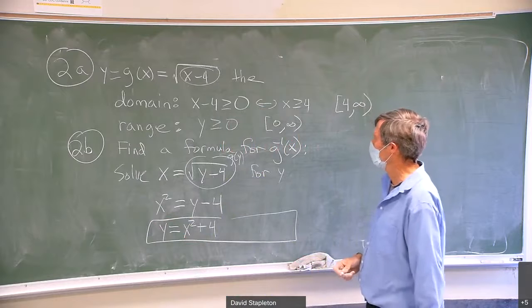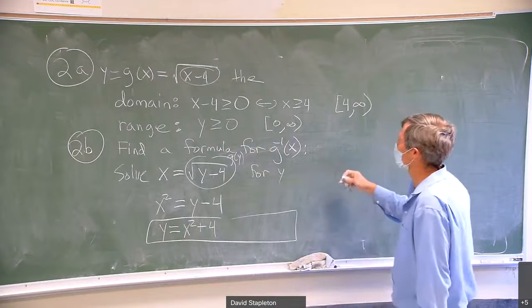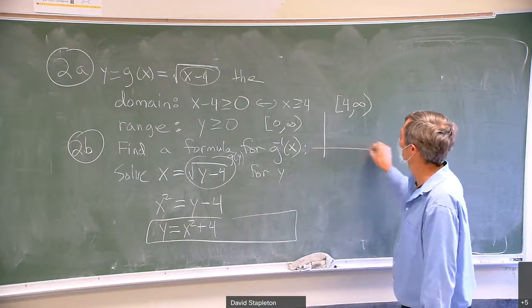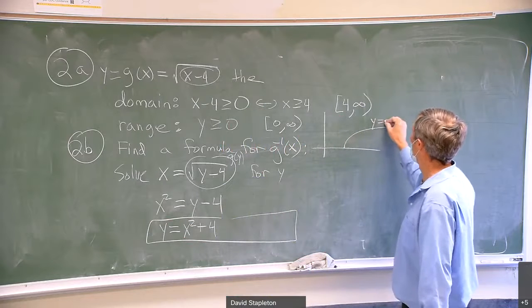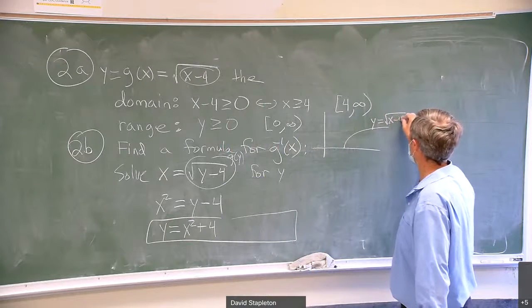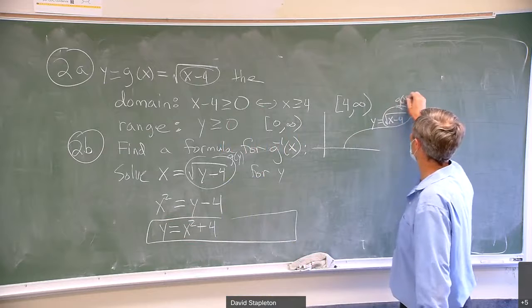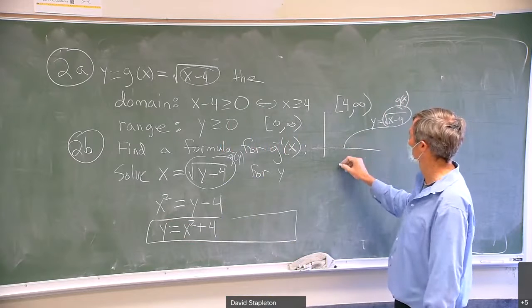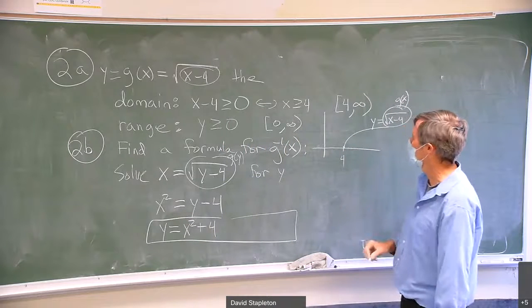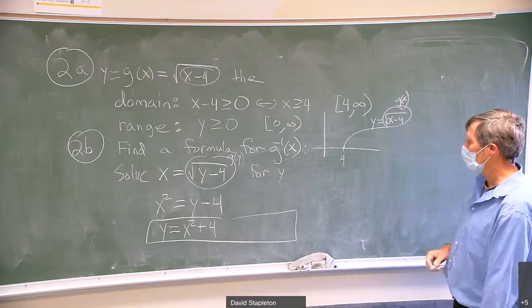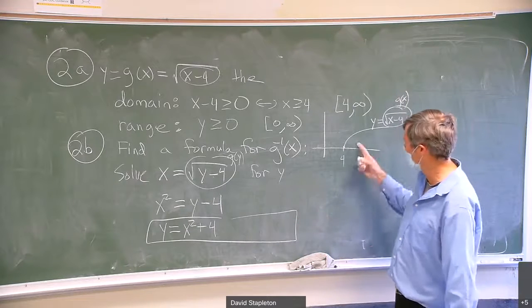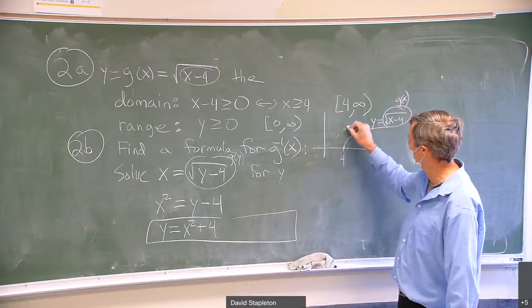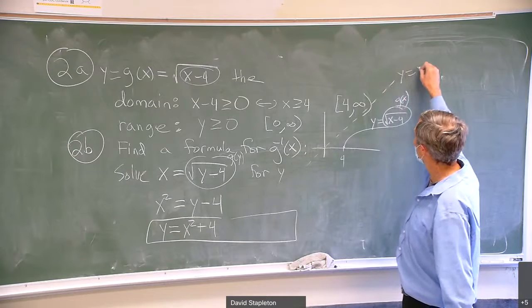Why isn't this right? I should have put this picture back here. Here was the picture of y equals the square root of x minus 4, y equals g of x, right? With a half parabola starting at 4 here. This one I'm claiming is the inverse is supposed to be the flip of this one over the line y equals x, right? Remember how to get an inverse?